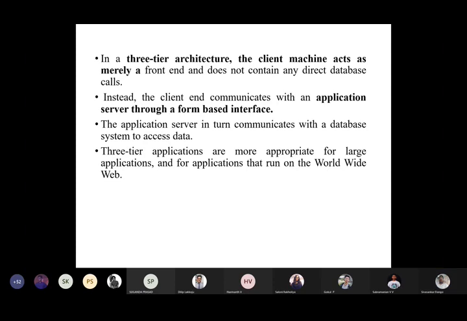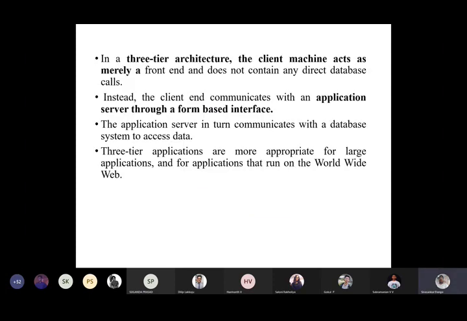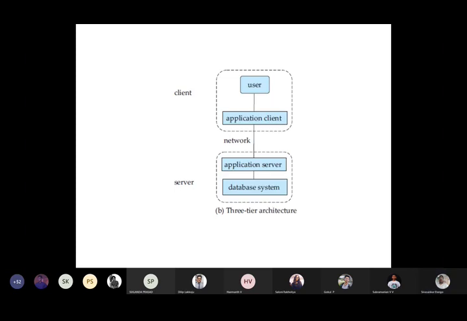So in the case of three-tier architecture, the client communicates with the application server through a form-based interface, and the application server in turn communicates with the database system to access the data.